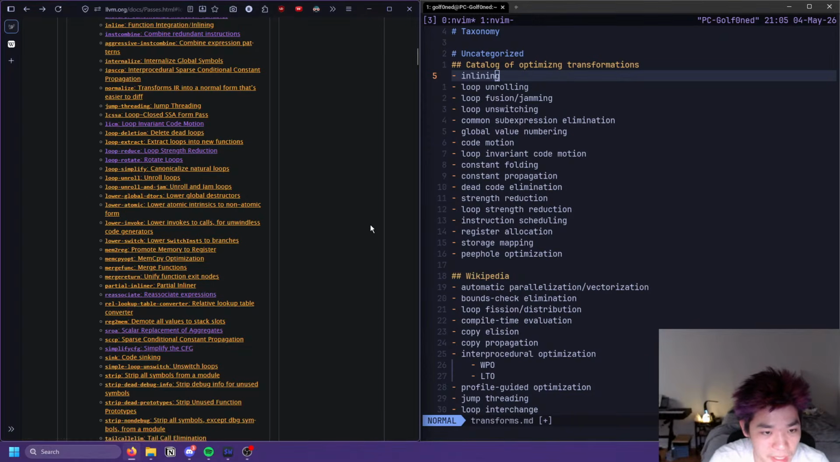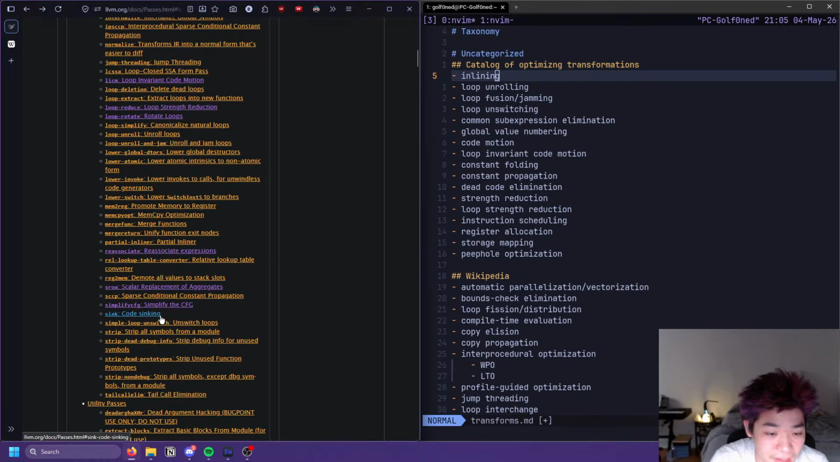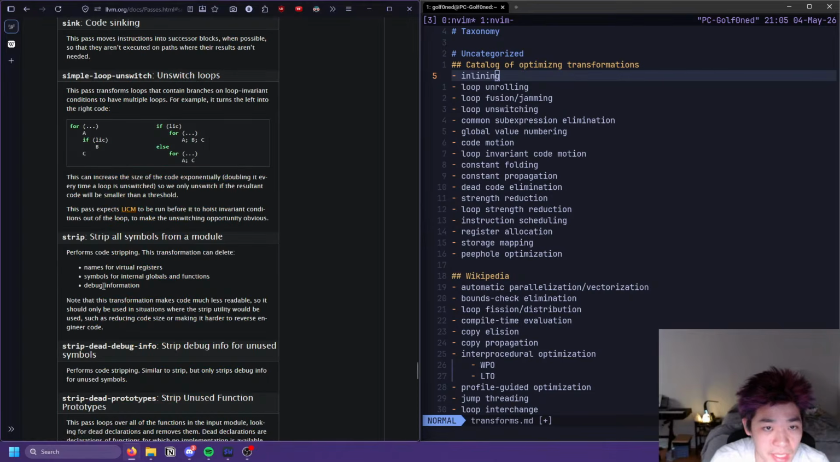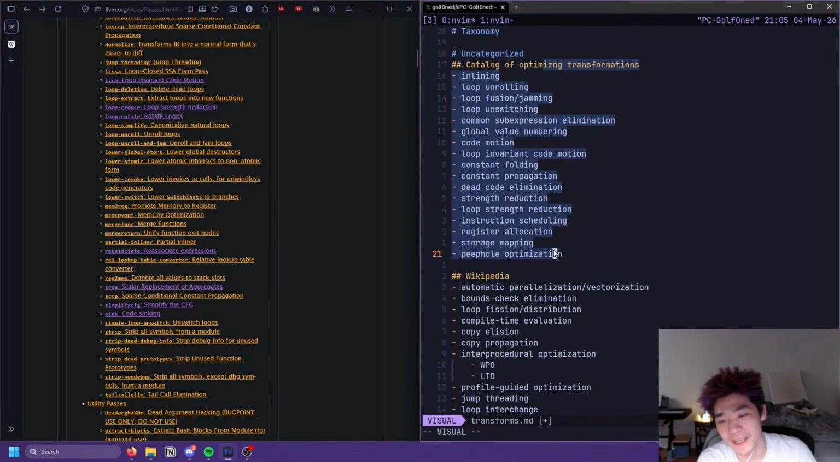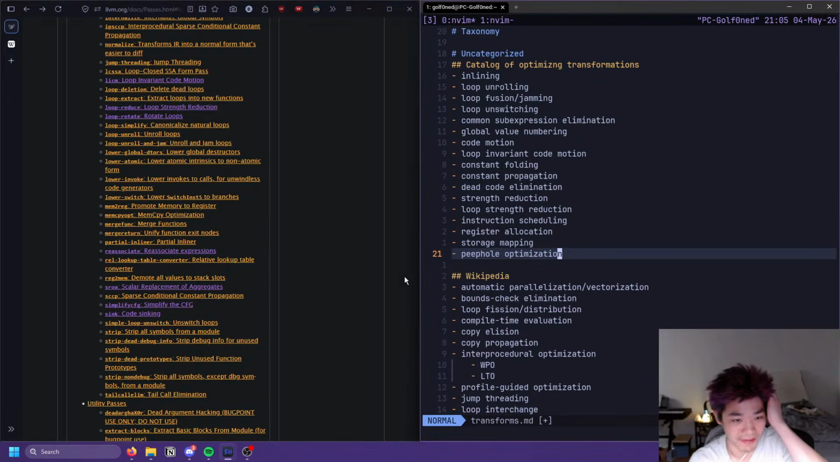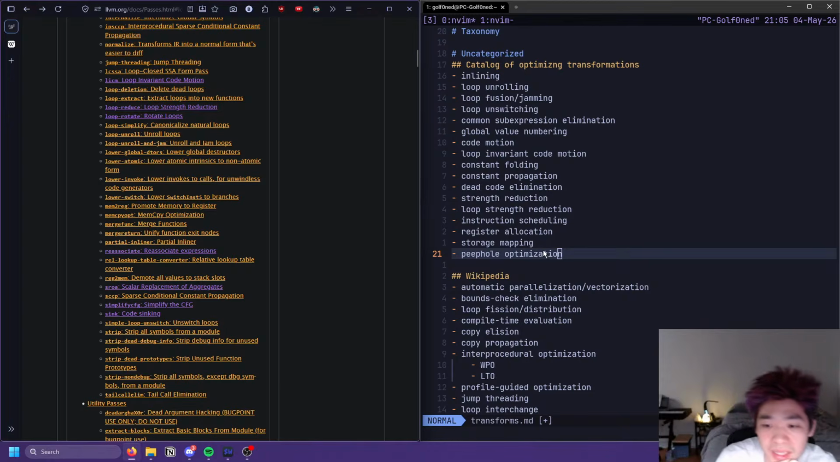Memtoreg, my beloved. What? Oh. Code sinking. Wait, what is this? Interesting. I guess that falls under code motion. Wow, okay. So this was pretty exhaustive, actually. It's just everything's like a version of that, I guess. That's really cool.